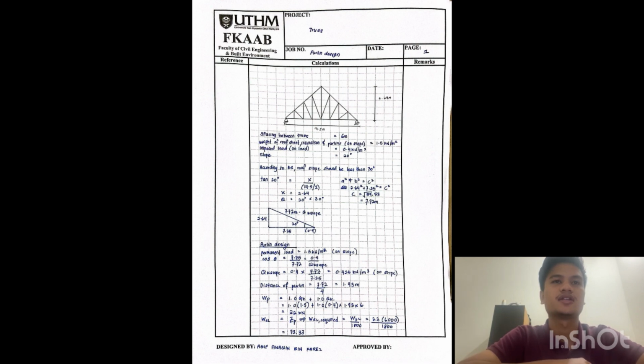This is the calculation that I do to calculate the design of the purlin. According to BS, the roof slope should be less than 30. So in this case, I assume the slope is 20. Then from the degree of the slope, we can obtain the QK slope. And after that, we need to calculate the permanent load acting on the slope, which in this case is 1.5, and we need to multiply it with the QK slope that we obtained from the calculation above.